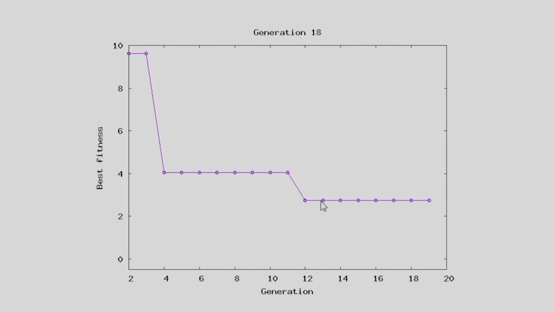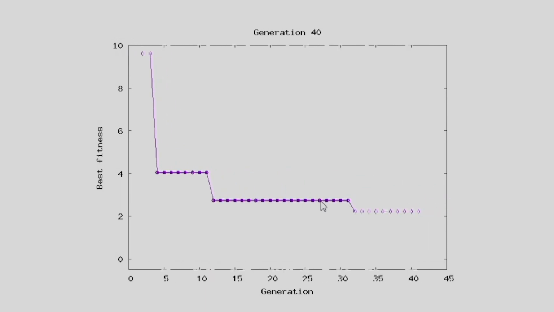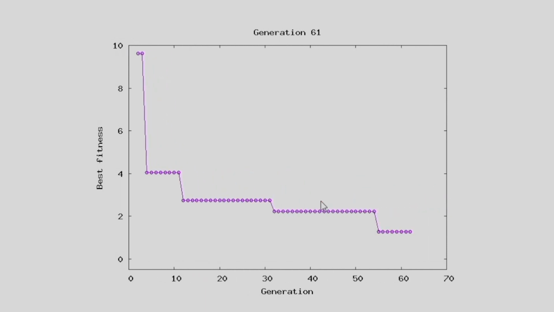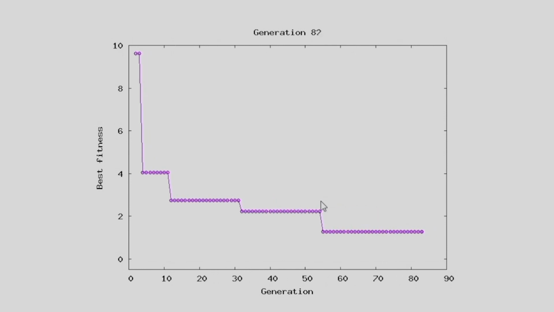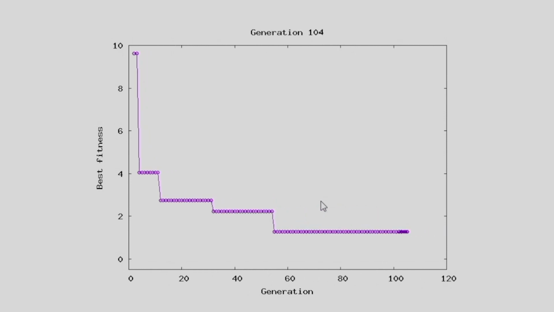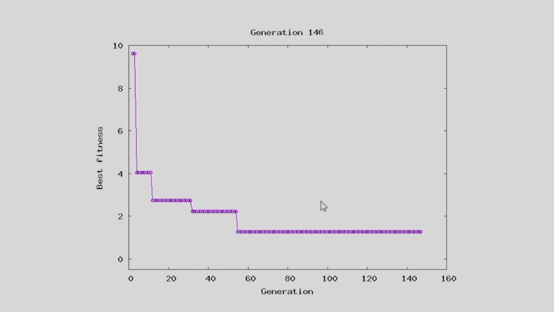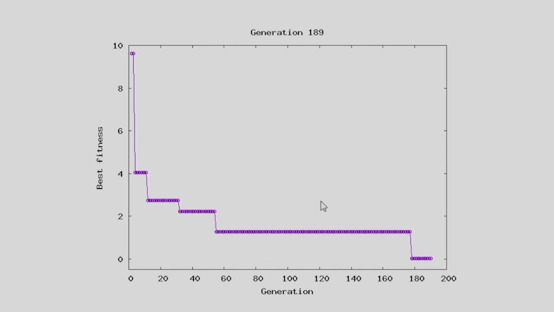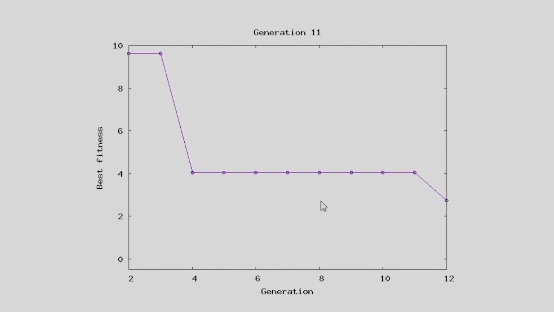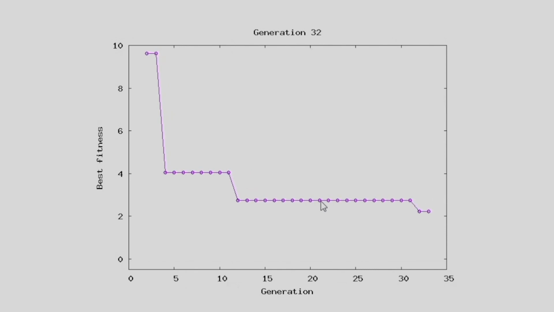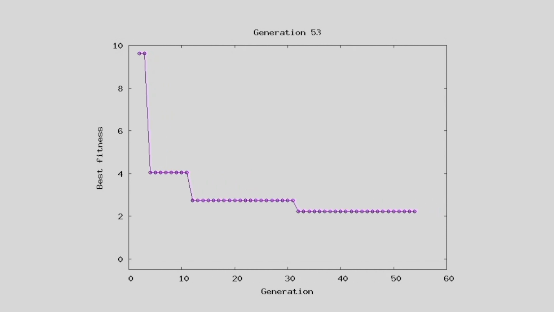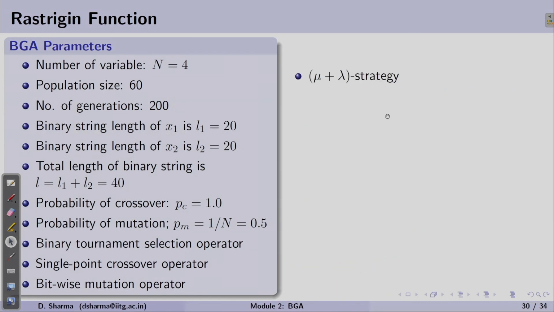Now in this case, again there is an improvement in the fitness value with the number of generations, and in less than 60 generations we are quite close to the optimum, and then we are searching, and finally just before 180 generations we got the solution which converges to the optimum solution for the Rastrigin function.